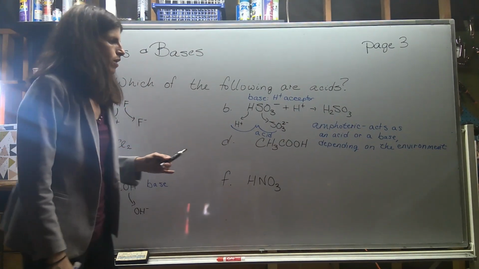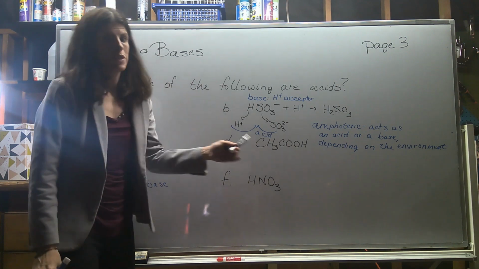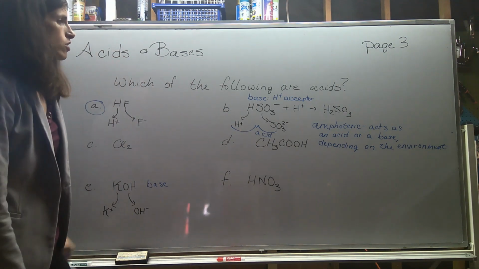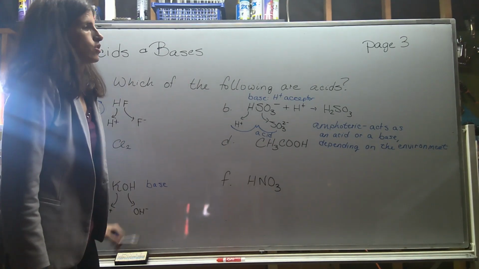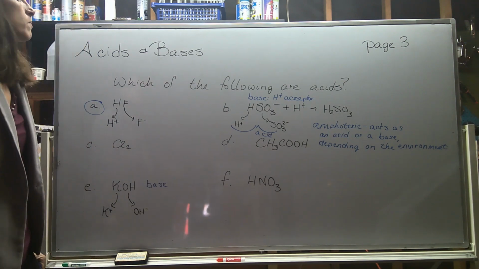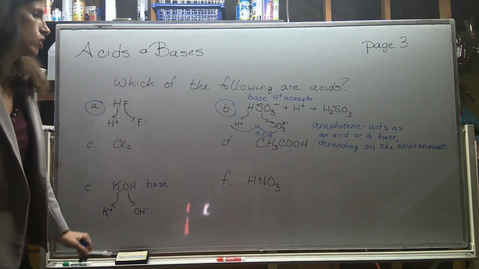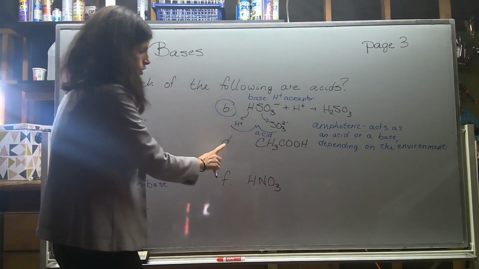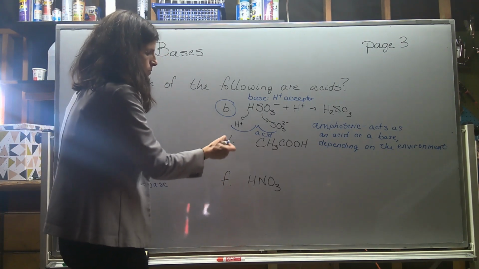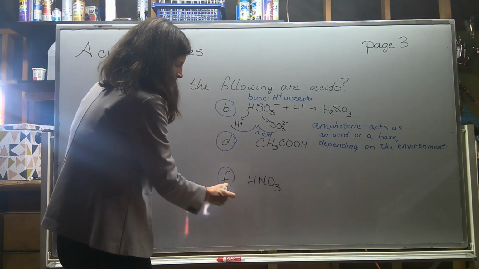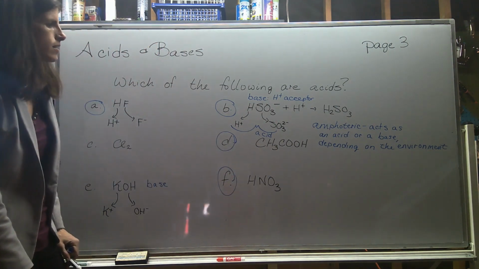If you see an H plus that could potentially come off, but at the same time it has a negative charge, then that's a good indication that you're looking at something that's amphoteric. So I'm going to circle this one because it is an acid under the right conditions. All right, so D and F are both acids as well. How are you going to recognize these as being acids?